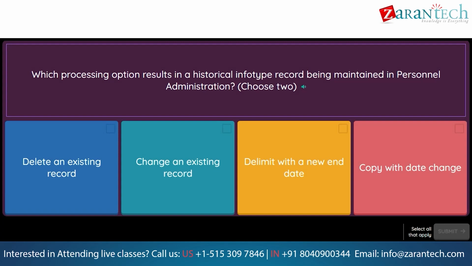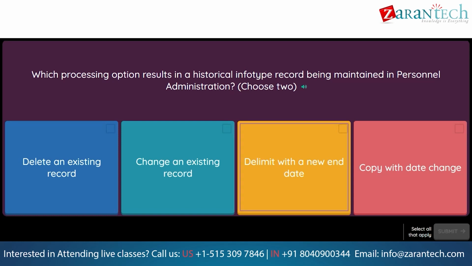Question: which processing option results in a historical info type record being maintained in personnel administration? Choose 2. Option 1, delete an existing record. Option 2, change an existing record. Option 3, delimit with a new end date. Option 4, copy with date change.